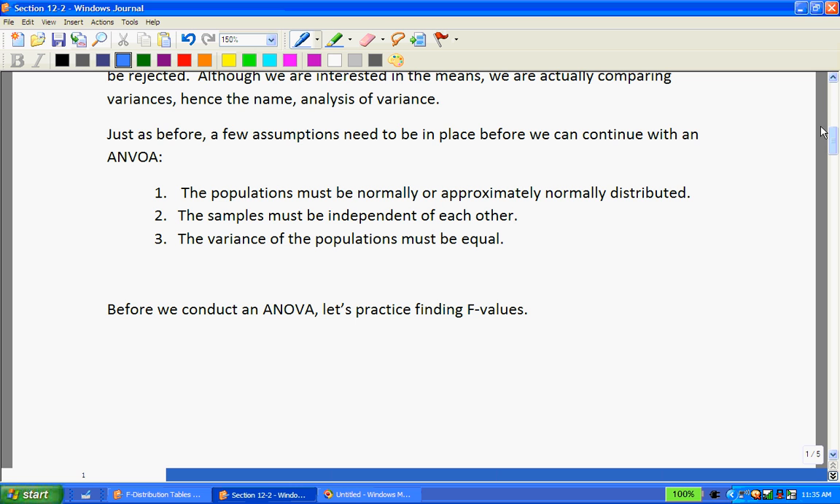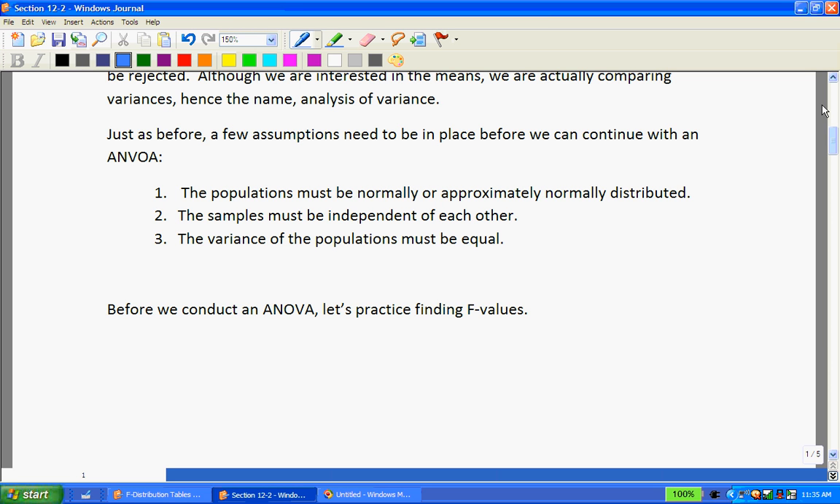Now, just as before, with our other hypothesis testing methods, we have to have a few assumptions in place. With ANOVA, we want to make sure, first, that the populations are normal or approximately normal. This one's kind of loose. They don't have to be exactly bell-shaped, but we want some type of normality there. 2, the samples must be independent of each other. So the groupings can't have some relationship between them. They have to be completely independent. And 3, the variance of the populations must be equal.